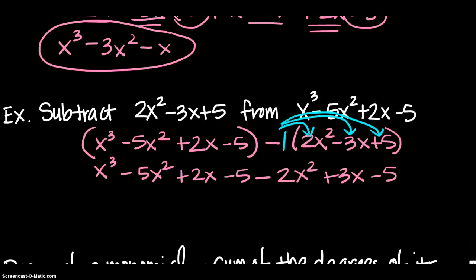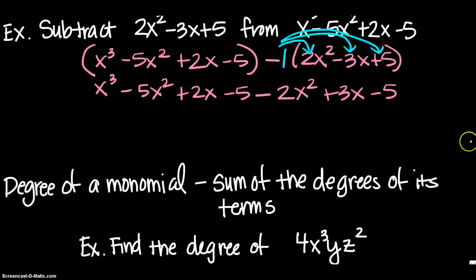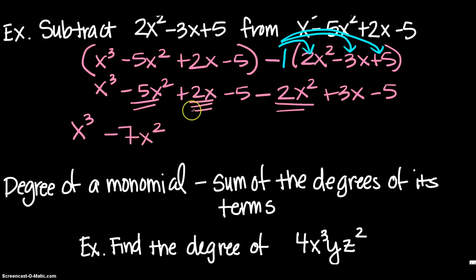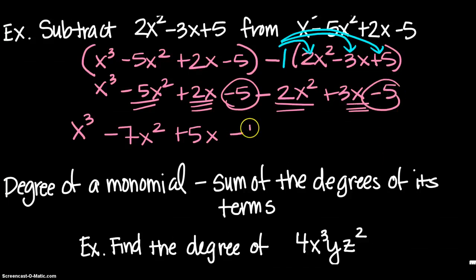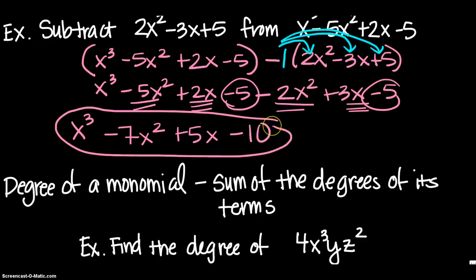Now what I'm going to do is combine my like terms. So I have x cubed. I only have x cubed, so I'm going to leave that alone. Stays by itself. I have x squared, and I have another x squared, so this becomes negative 7x squared. I have a 2x, I'm going to triple underline, and a positive 3x, so that is positive 5x. And then I have my negative 5 and negative 5, which is negative 10. So circle that. That's my final answer.